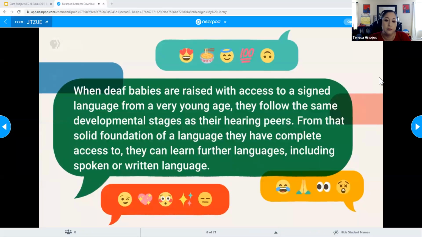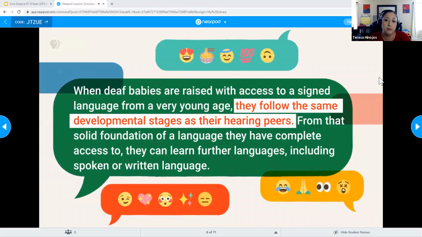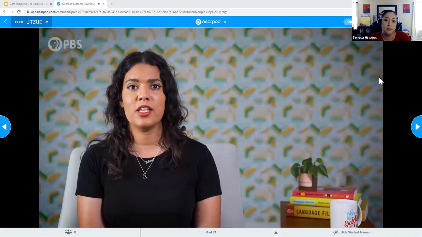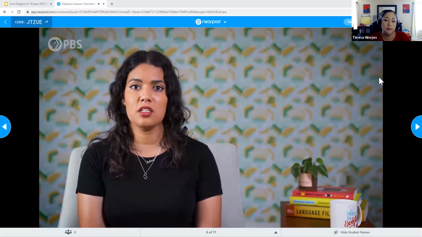For instance, when deaf babies are raised with access to a signed language from a very young age, they follow the same developmental stages as their hearing peers. From that solid foundation of language they have complete access to, they can learn further languages, including spoken or written language. But because of prejudice against deaf people, some deaf babies are raised without a signed language and taught only spoken language that they can't fully access.